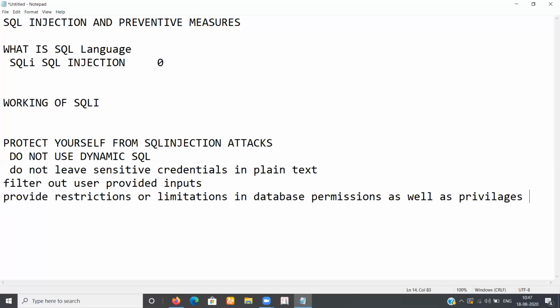Our tomorrow's lecture will be about wireless security, in which we'll be discussing some automated wireless hacking tools like AirCrack, AirSnort, Wireshark, all these things.